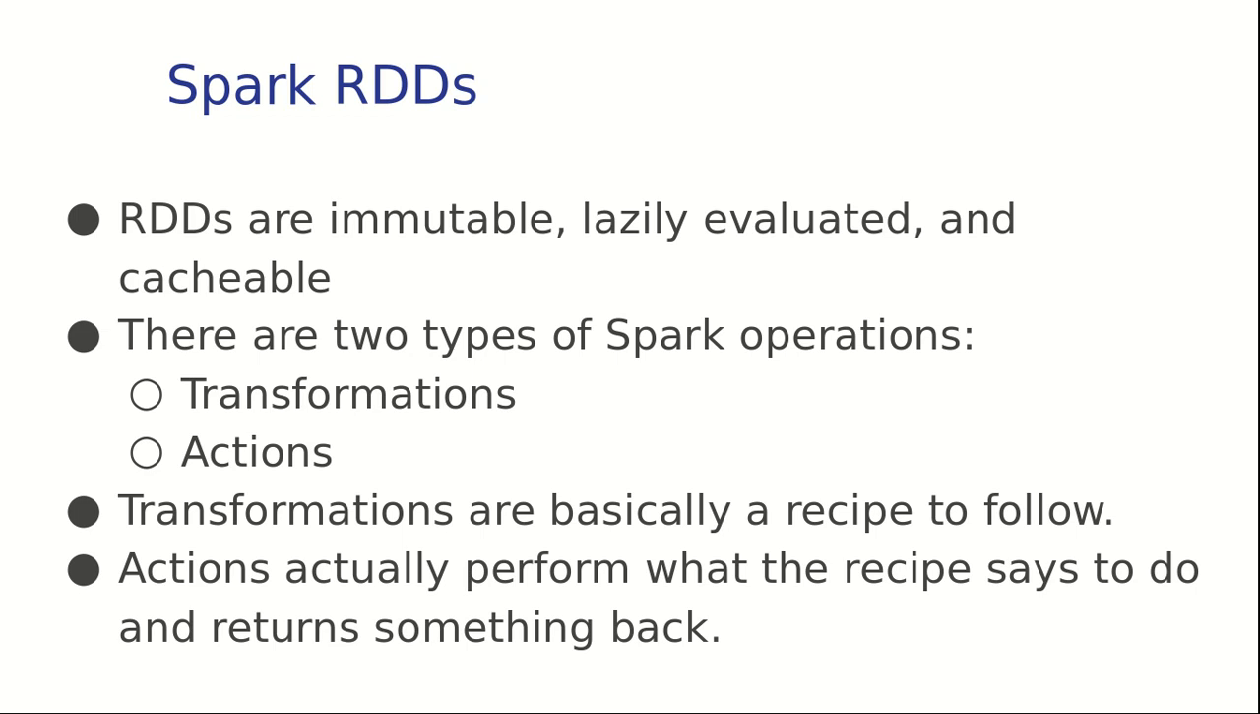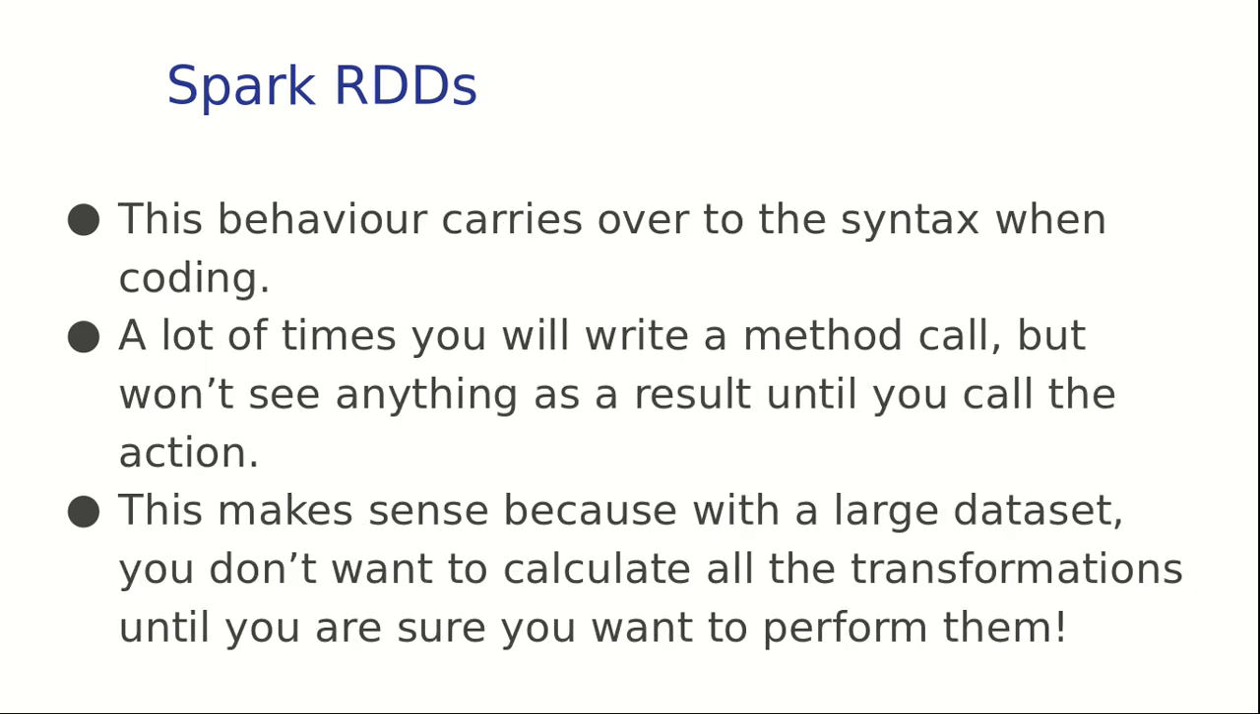Two types of Spark operations we've already discussed. Transformations are basically a recipe to follow. You want to filter the data, remove unwanted data, transforming your data as per your need. But actions actually perform, meaning go and return something back. Go and finally give me the data.